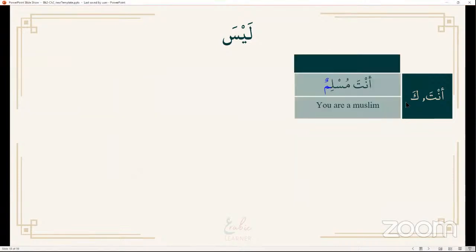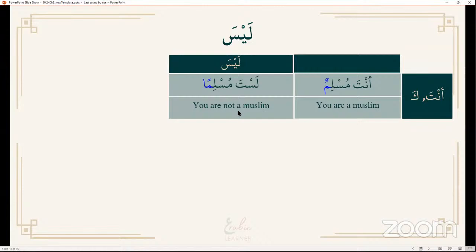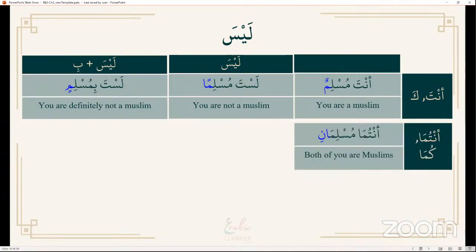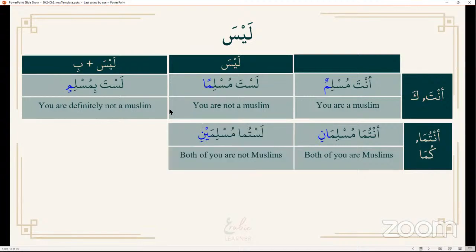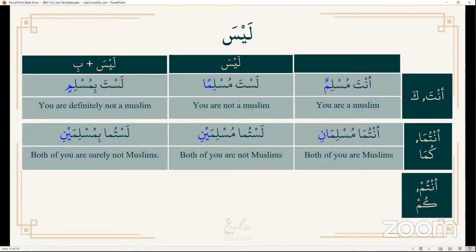And the anta. Anta Muslimun. Lasta Musliman. Good. And the Ba sentence, lasta bi Muslimin. Mashallah. Antuma Muslimani. Lastuma Muslimaini. Mashallah. And the Ba sentence, lastuma bi Muslimaini. Good. Antum Muslimuna.